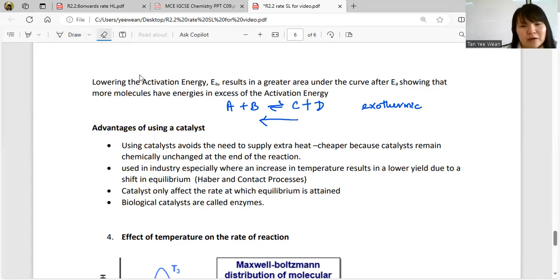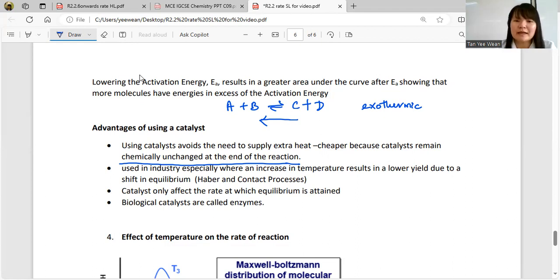You also save money on electricity by using a catalyst, because a catalyst you can recycle, you can use it again, because it's chemically unchanged at the end of the reaction. So you don't have to spend extra money on buying more catalysts. You don't have to spend on electricity, because it's unchanged at the end of the reaction.